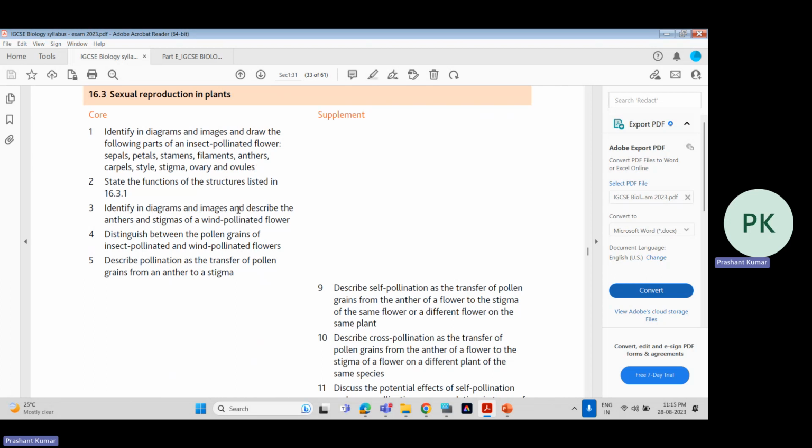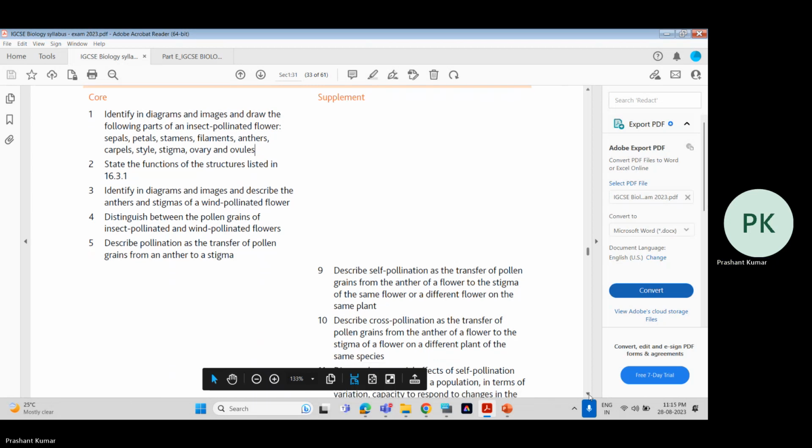Identify in diagrams and images and describe the anther and stigma of a wind pollinated flower. Then we will distinguish between pollen grains of insect and wind pollinated flowers. Then we'll discuss what pollination is.